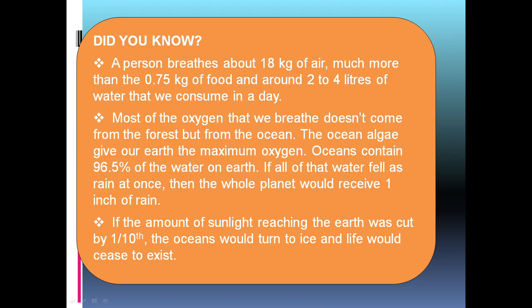Oceans contain 96.5% of the water on earth. If all of that water fell as rain at once, then the whole planet would receive 1 inch of rain. Isn't that interesting? If the amount of sunlight reaching the earth was cut by 1/10, the oceans would turn to ice and life would cease to exist. That is, we would all freeze to death.